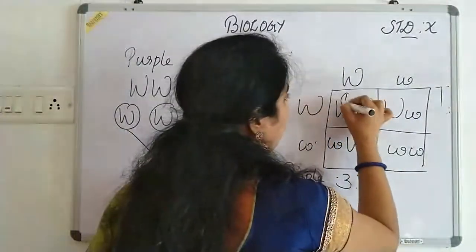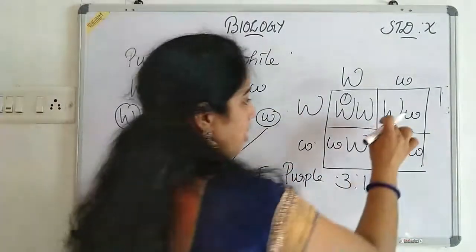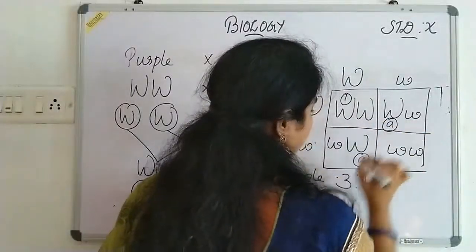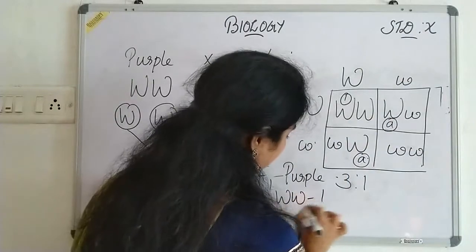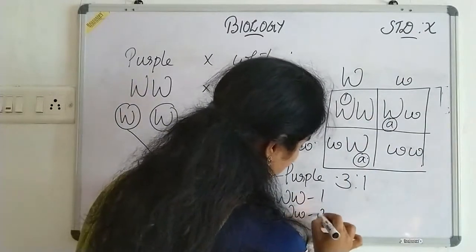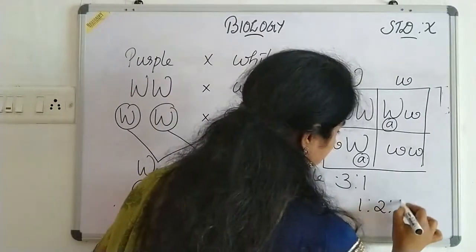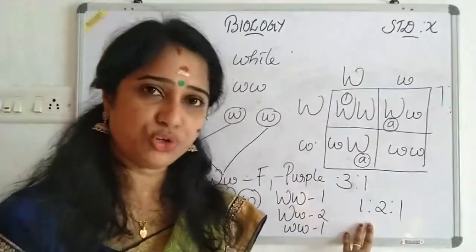Here only 1 pure purple, and these 2 are the intermediate. Capital W, only 1. Capital W, small w, 2. Small w, 1. So 1:2:1. Clear? This is the genotypic ratio.